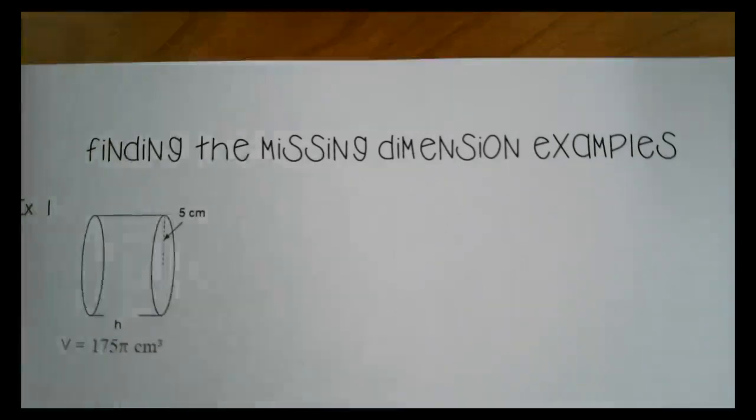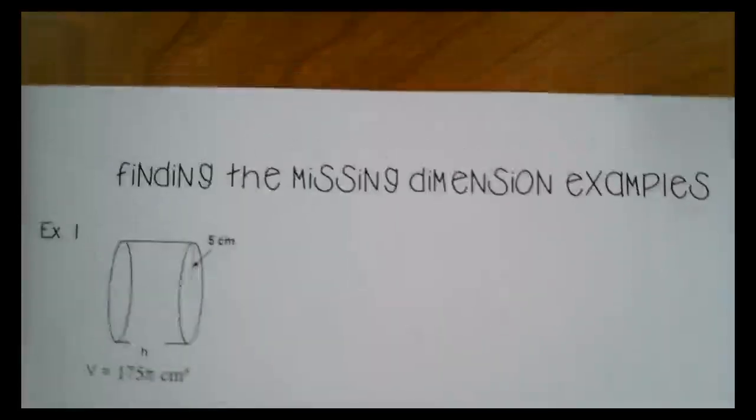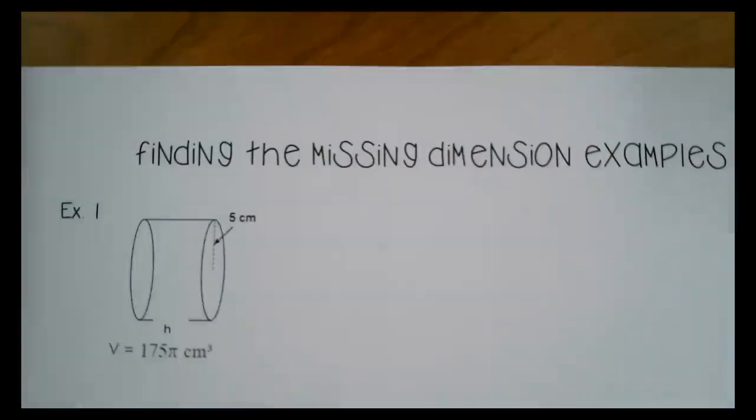Hey everybody, in this video I am going to show you how you can find the missing dimension when you are given the volume but not one of the measurements. So the first example here is a cylinder. If you notice, the cylinder is turned on its side, so you could turn it this way if you preferred to look at it that way.